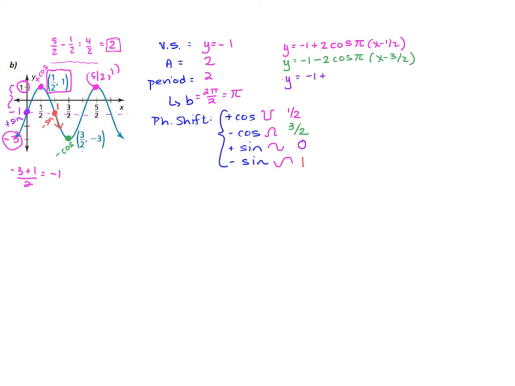Whoops, silly me. See, I can't talk and write at the same time. This should be a sine pi x. And then the last one is our negative sine, -1 minus 2 sine pi. That's starting at 1. And that would be it.